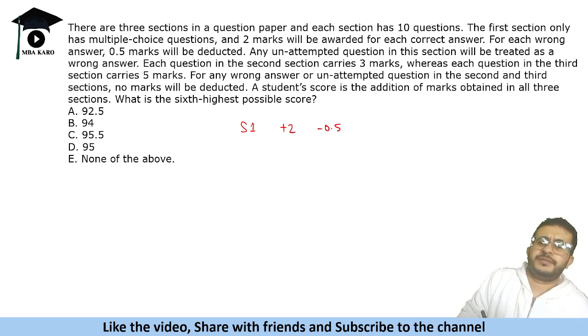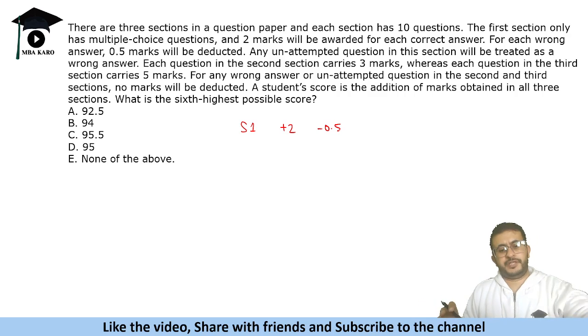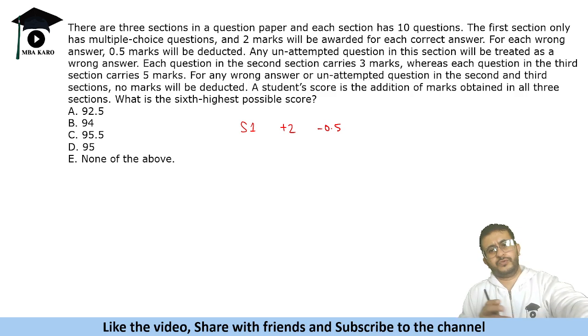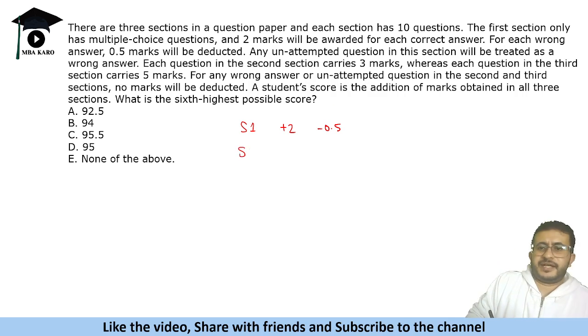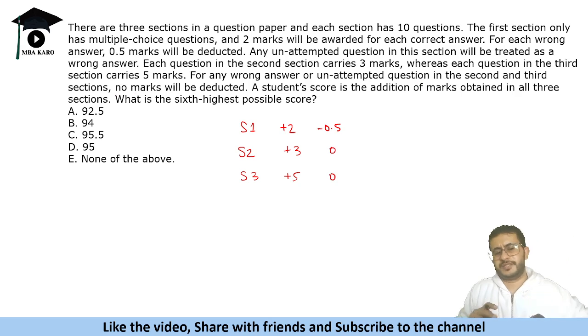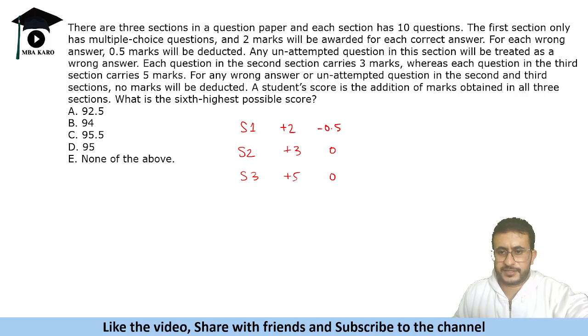So the marking is plus 2, minus 0.5. So irrespective of whether you leave it unattempted or you get it wrong, you will lose 0.5 marks. Okay. Each question in the second section carries 3 marks, whereas each question in the third section carries 5 marks. For any wrong answer or unattempted question in the second and third sections, no marks will be deducted. So it will be 0 and 0 for the second and third sections.